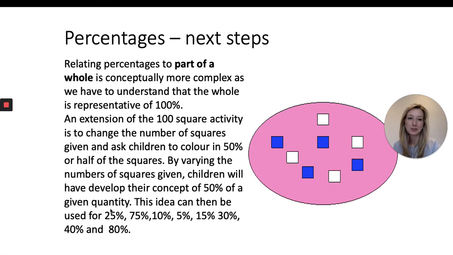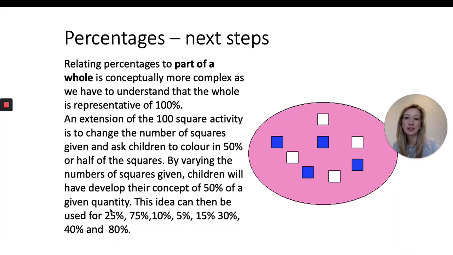So next steps for percentages. Once the children have really consolidated their understanding of percentages within a 100 square and thought of it as half being 0.5, etc., and divided it all up, then it's good to extend the whole to maybe 200. So 2 is 1%, or extend the whole to 500. So 1% is 5.